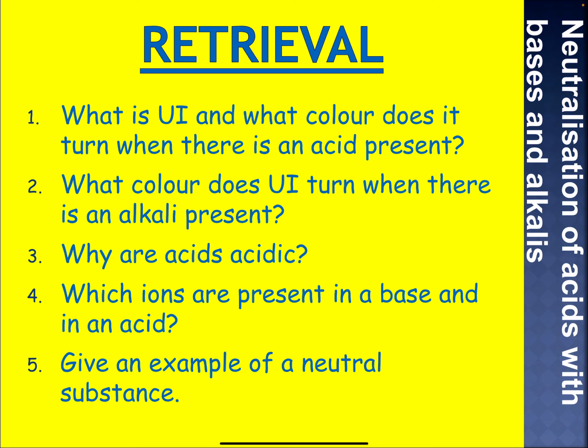Okay, let's have a go. What is universal indicator and what colour does it turn when there is an acid? Number 2, what colour does universal indicator turn when there is an alkali present? And number 3, why are acids acidic? Number 4, which ions are present in a base and in an acid? And number 5, give an example of a neutral substance. So now you can pause it and have a go at these 5 questions.